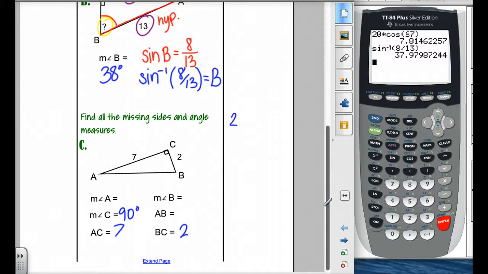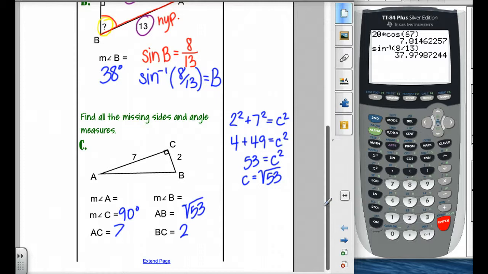I've got 2 squared plus 7 squared is equal to c squared. 2 squared is 4, 7 squared is 49, and that equals c squared. So c squared is equal to 53. That means that c is equal to the square root of 53. Now that I have that measure, I'm going to write that down just so I have it here for the drawing, making our lives easier.